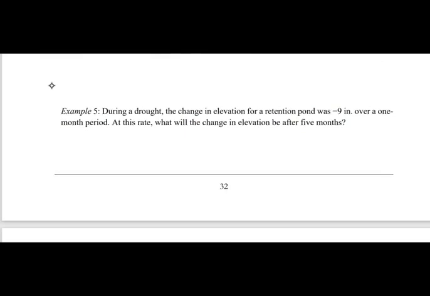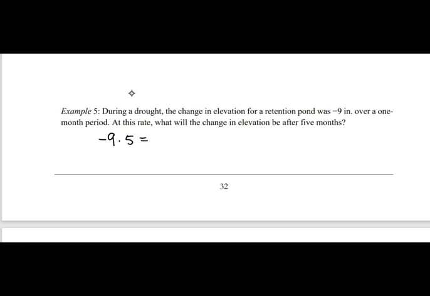Example 5. During a drought, the change in elevation for a retention pond was -9 inches over a 1-month period. At this rate, what will the change in elevation be after 5 months? So in 1 month, we dropped -9. We need to find the 5 months. So then we need to take the -9 multiplied by 5. We're going to have the 1 month drop multiplied by 5 months.